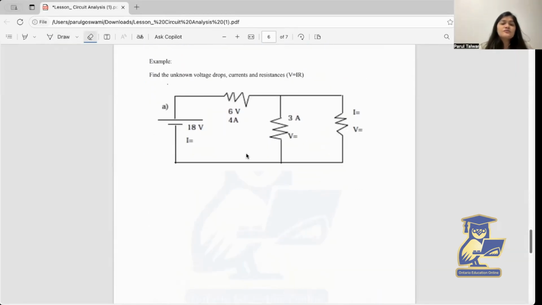Now, in the last section of this lesson, we will combine KCL, KVL, and Ohm's law in order to determine unknown voltage, current, and resistances. Here you can see we have a circuit where the main battery is 18 volt. We do not know the total current. We have another resistor across which the voltage is 6 volts and current is 4 ampere. Another resistor has current 3 ampere. We do not know the voltage, and for the third resistor we do not know the I and V. So let's see how to apply these laws to determine these unknown quantities.